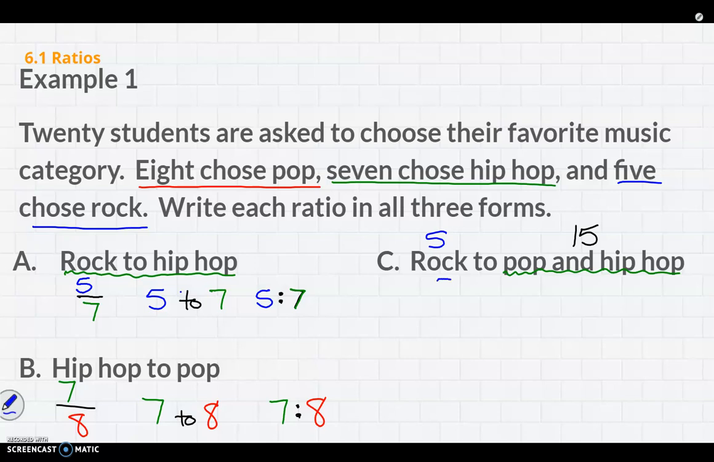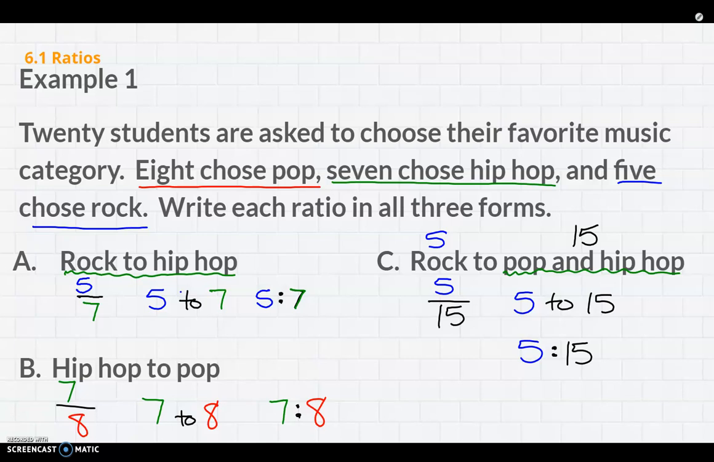Okay, so first is fraction. 5 to 15. I could do 5 and then the word to, 15. And then, of course, I've got 5 colon 15. Okay, those are the three ways.